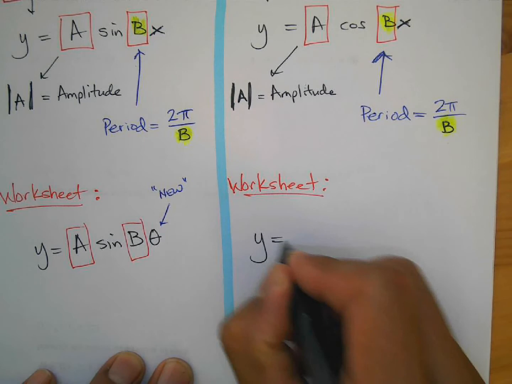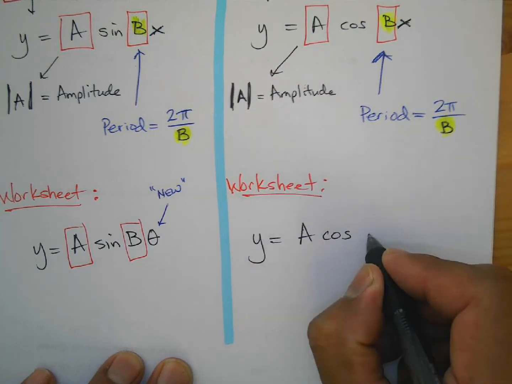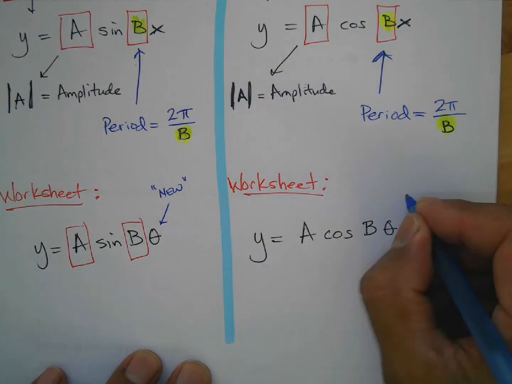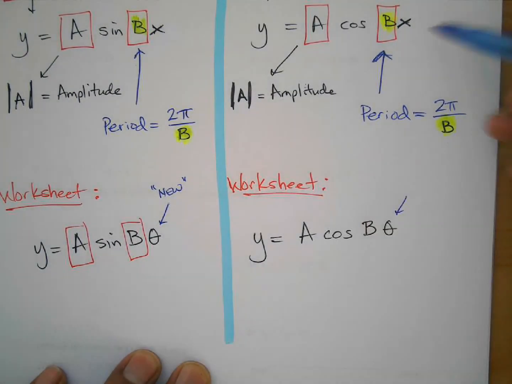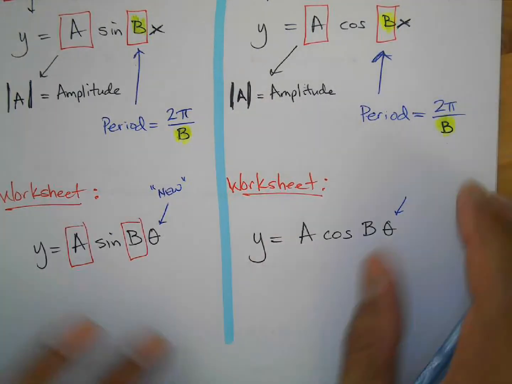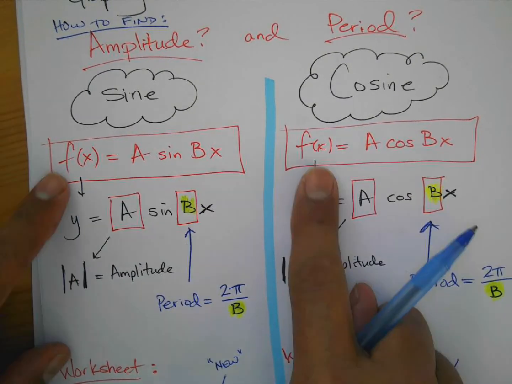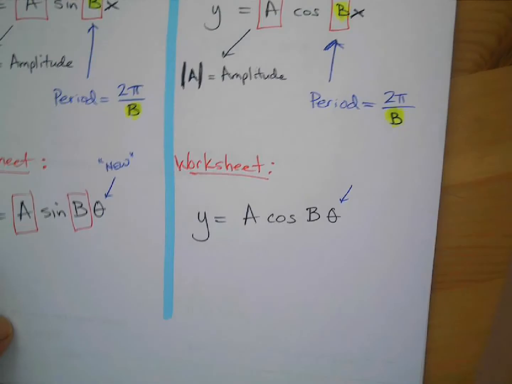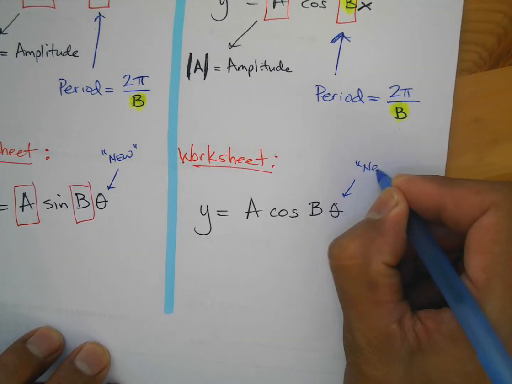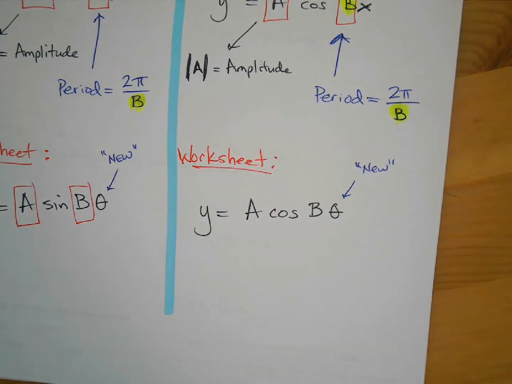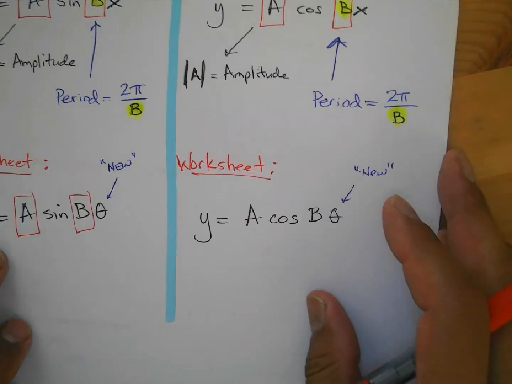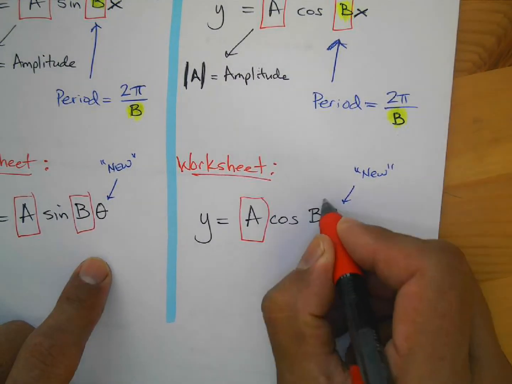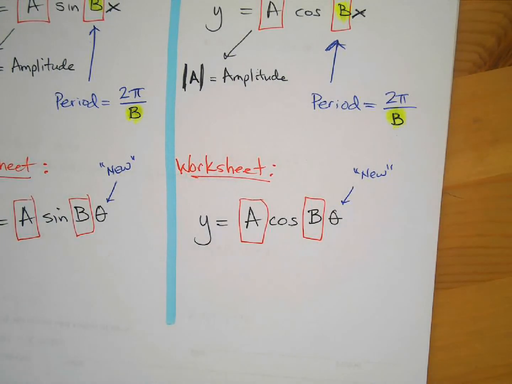Same thing for cosine. y is equal to a cosine b theta. That's the only thing new. Sometimes you'll see a theta, sometimes you'll see an x. It's the same thing. It's just like how sometimes you'll see a y, sometimes you see f of x. It's the same thing. All right? So you don't worry about x or theta. You're just going to look at this, and you're just going to look at this.